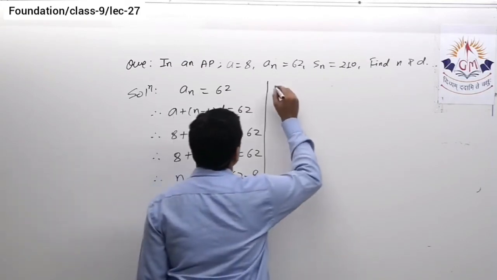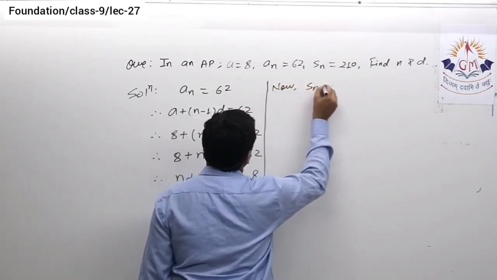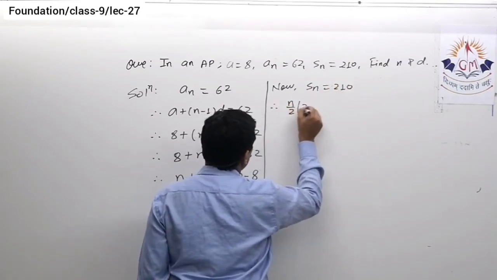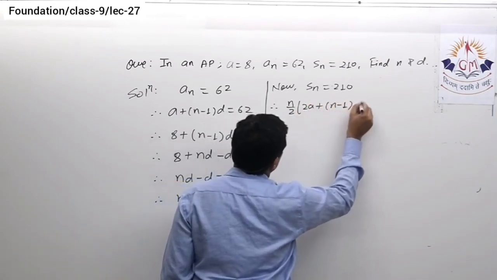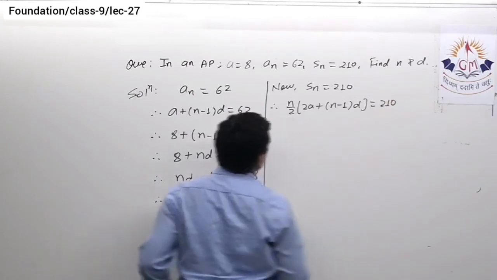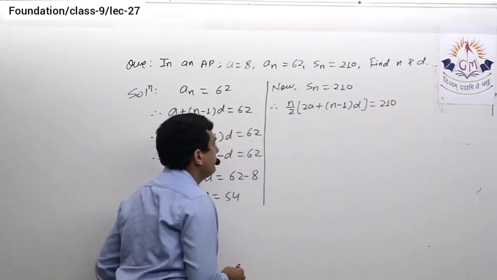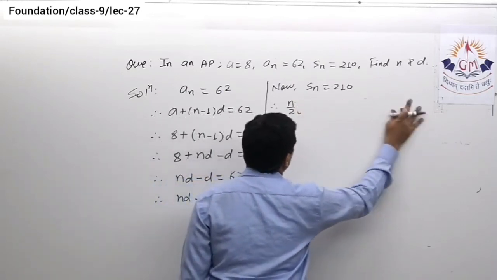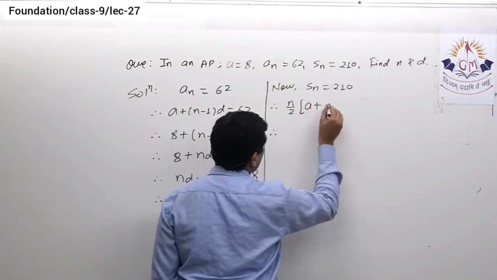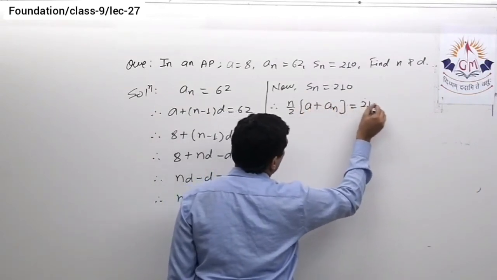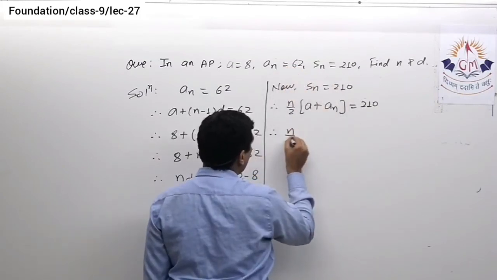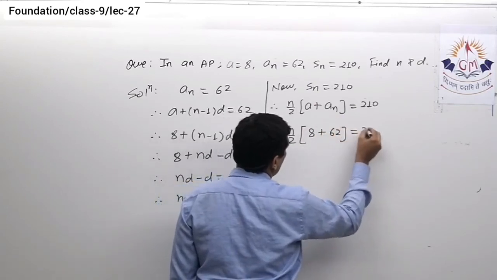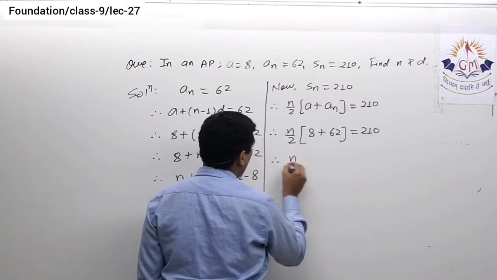Now we have Sn. Now Sn is equal to 210. So n by 2, 2a plus n minus 1 into d is equal to 210. Okay, we can do one more thing. If I use the second formula, that is n by 2, a plus an or l is equal to 210, here I have directly the value of this. So n by 2, now a is 8, an is 62 is equal to 210. So this directly gives me the value of n.